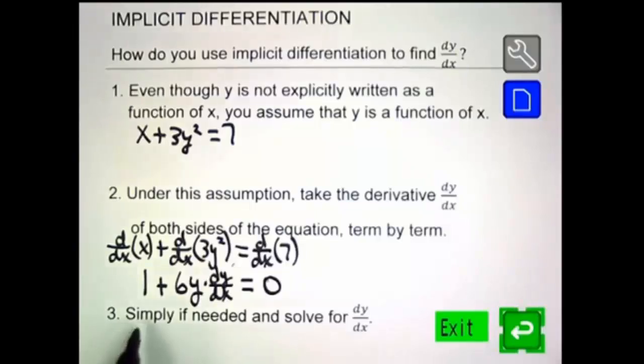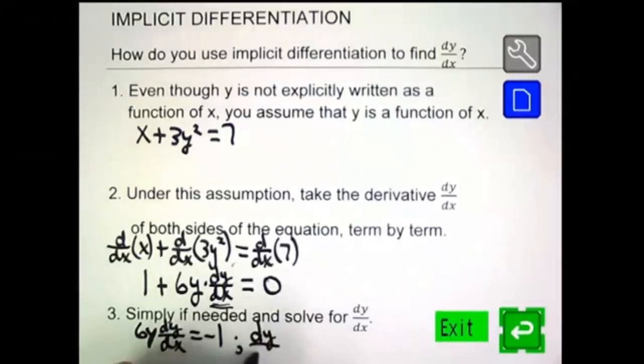And the last step in the process is simplify this if you need to, and then solve for dy over dx. In other words, get this dy over dx on one side by itself. And that's easy enough because this problem is pretty simple. I just need to subtract 1 from both sides, and I would get 6y times dy over dx is equal to negative 1. And then if I divide both sides of that equation by 6y, I would get dy over dx is equal to negative 1 over 6y.